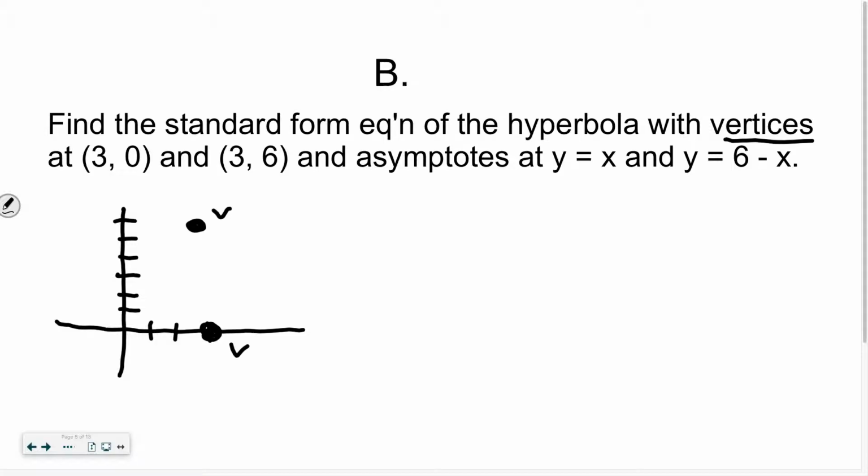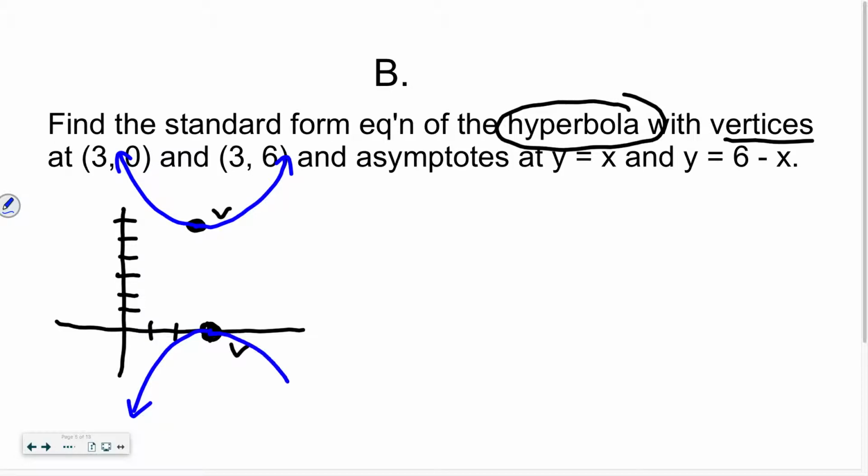Those are vertices of a hyperbola. By plotting those two vertices and seeing that they lie on the same vertical line, I now know my hyperbola opens up and down. If the vertices were on the same horizontal line, it would open left and right. So I'm going to go ahead and, in blue, draw my picture of my hyperbola.